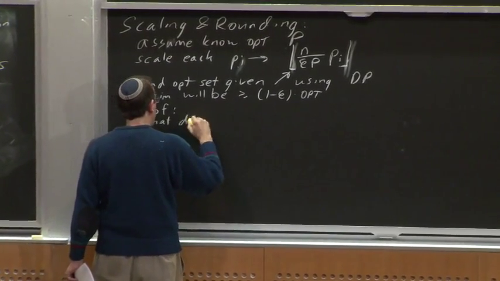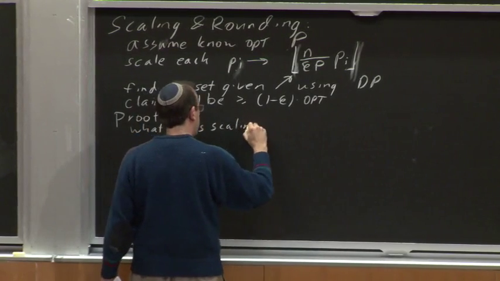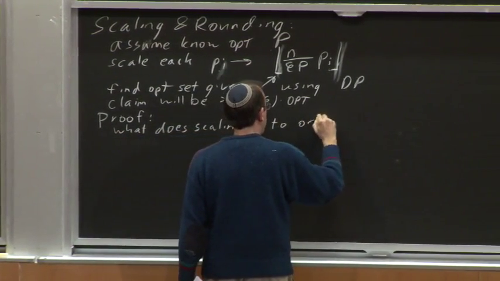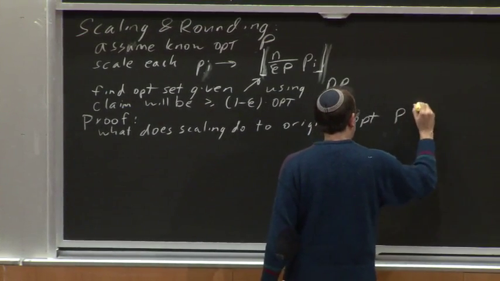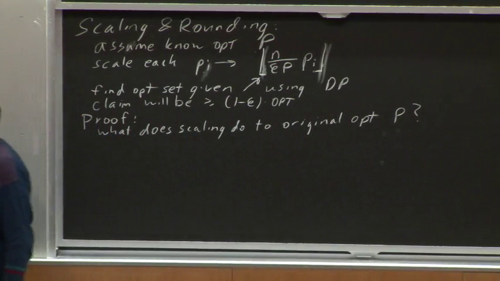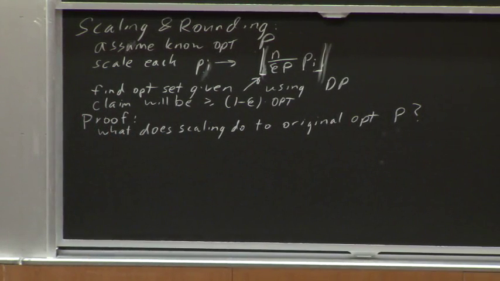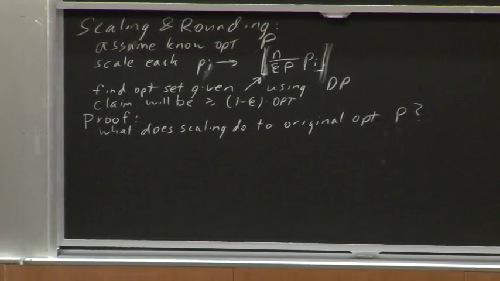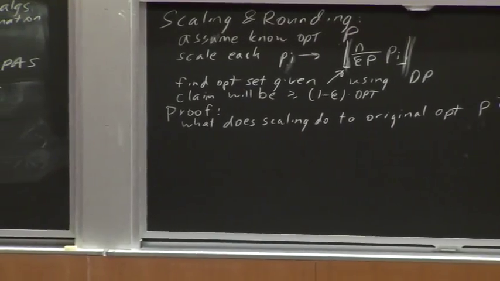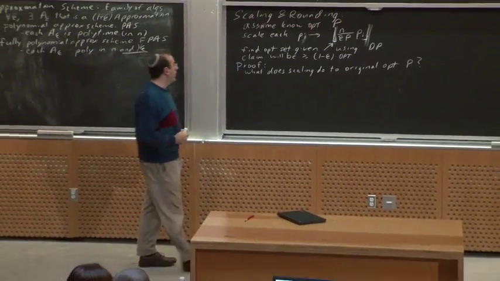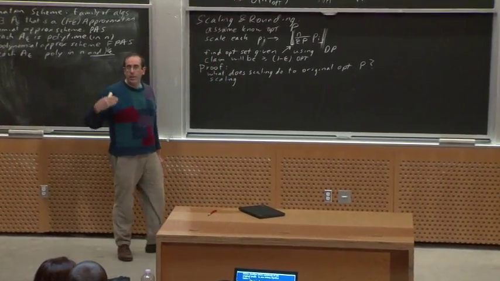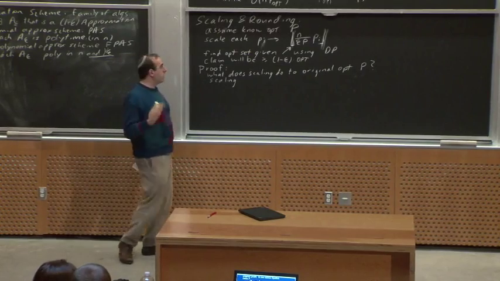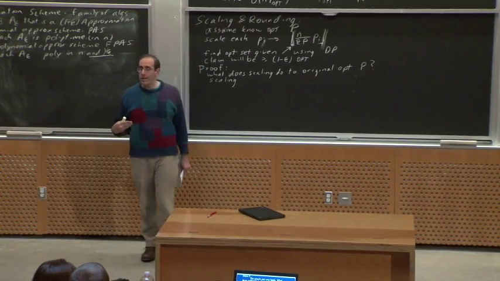First thing to ask is, what does scaling do to the original optimum? So there is some subset that determines the original optimum, right? Its profits sum to p. Under scaling, what can I say about the profit of that subset? Well, I'm going to separate out the scaling and the rounding. Okay. So the scaling, what is the value of the profit after I scale?